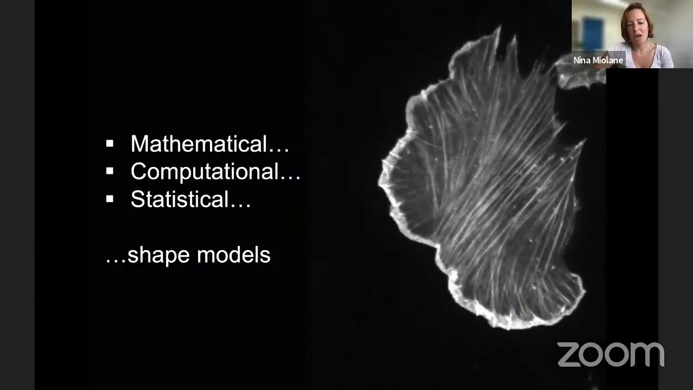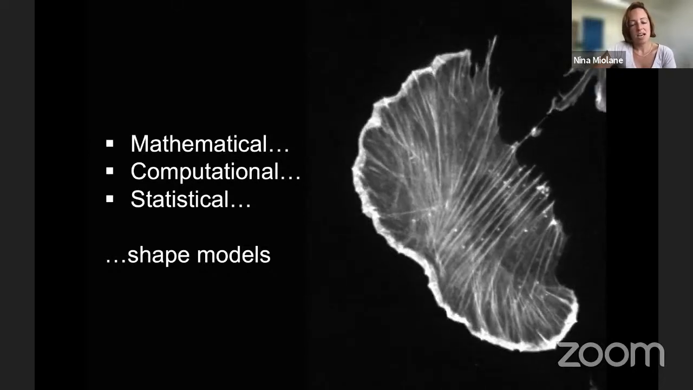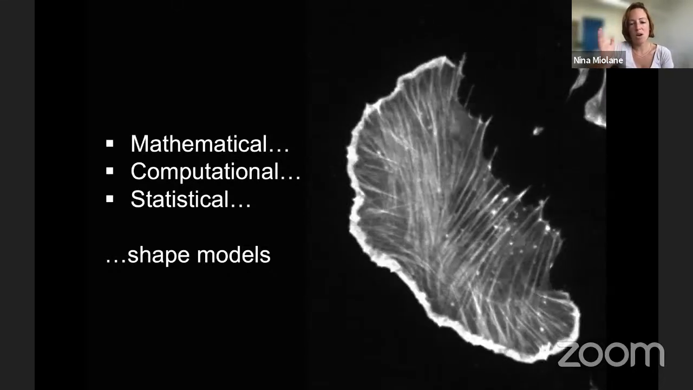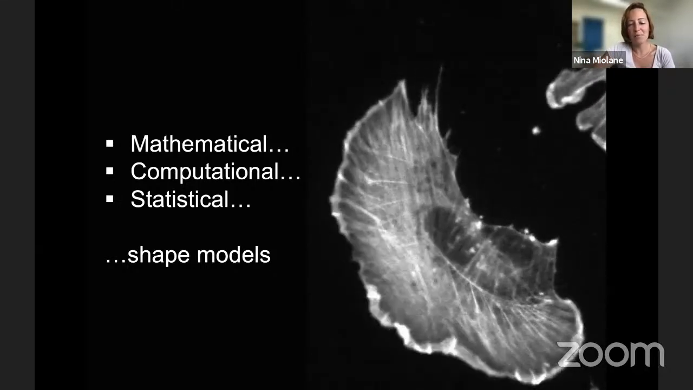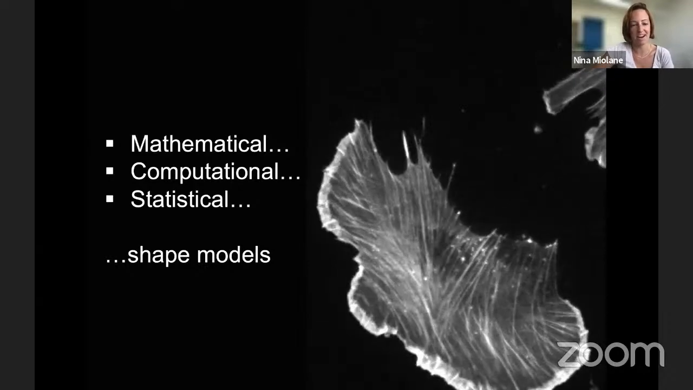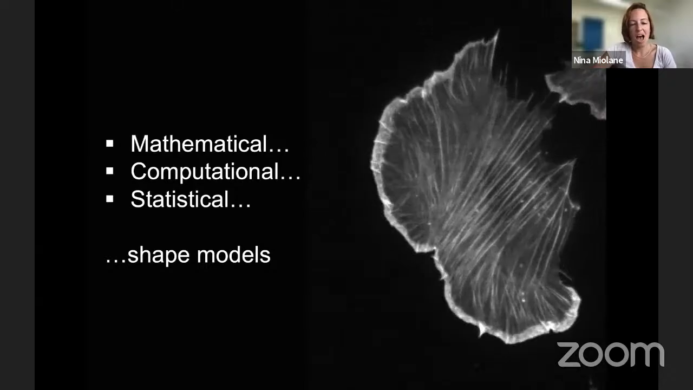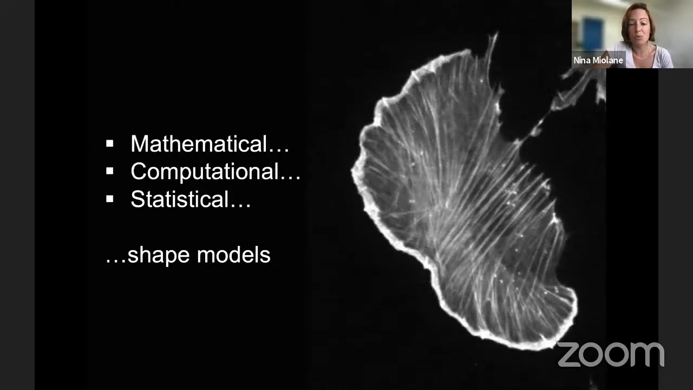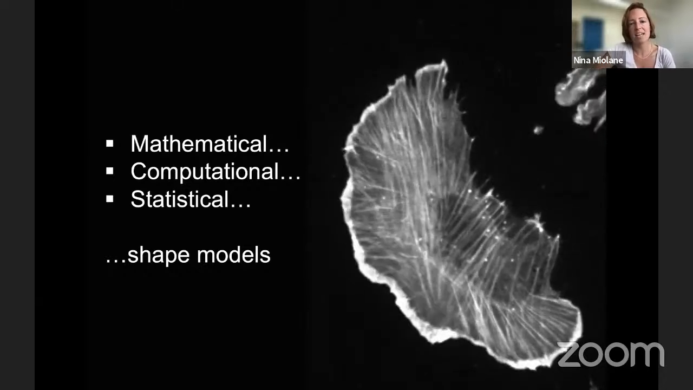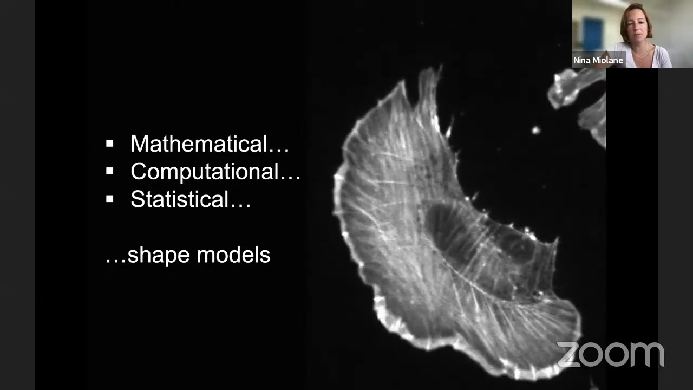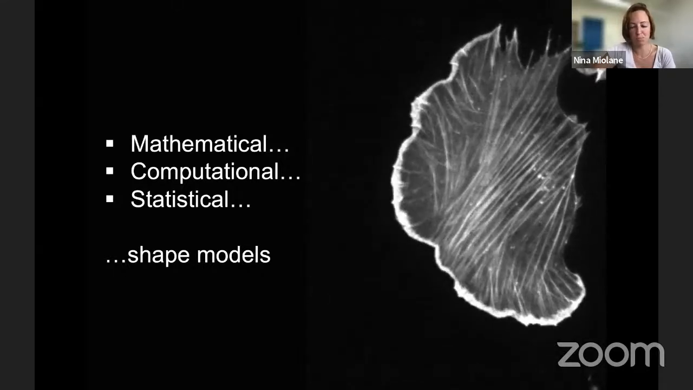So on the screen, you have a beautiful image of a cell, which is moving. And the question there is, beside the fact that it's inherently beautiful, how can we quantify what is happening there? What is the mathematical definition of a shape? How can we represent that in a computer? And then how can we come up with statistical models that can describe the variability in shapes, but also the uncertainty we make when we compute with shapes?